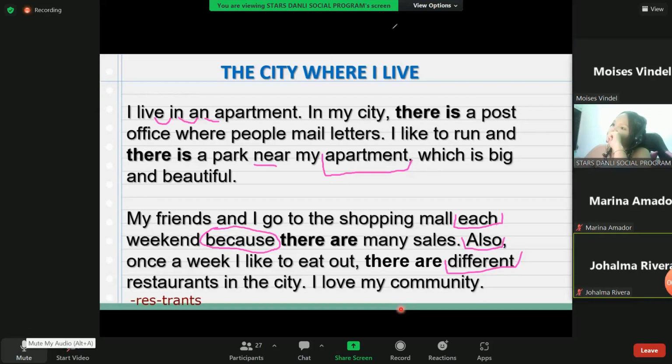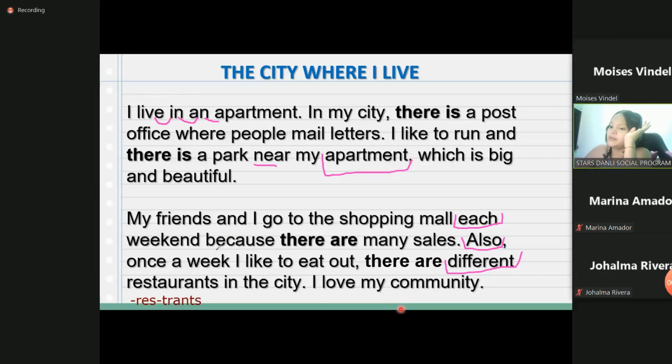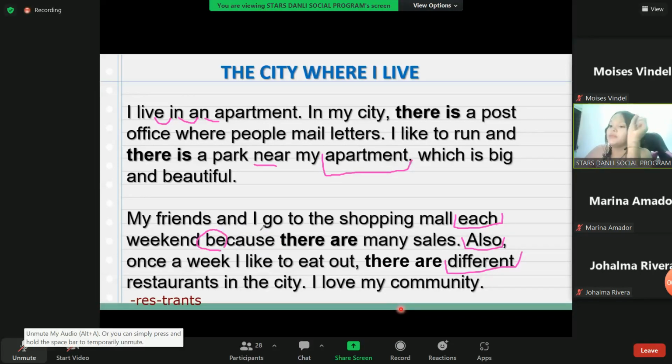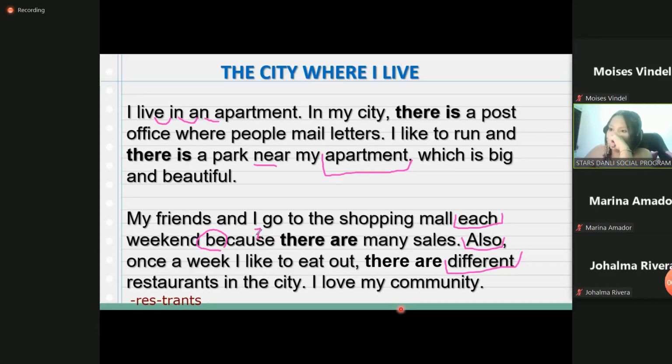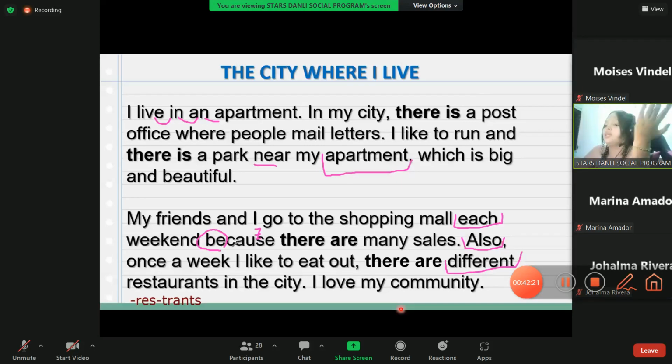Because. Ok, en este caso, bueno, tenemos nuestro be, que es decir, la pronunciamos como be, y este lo pronunciamos como cause, pero con Z. Cause, because. Each weekend, because, we say because there are many sales. Also, once a week, I like to eat out. There are different restaurants in the city. Okay, no estamos pronunciando rápido, es que nos está pronunciando todo. We say because, o because también.